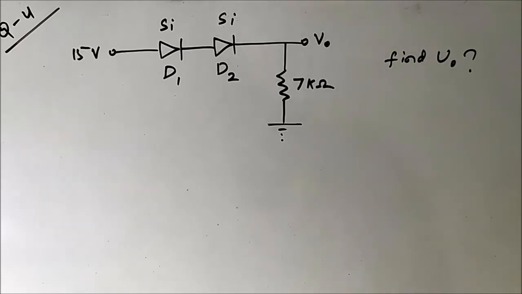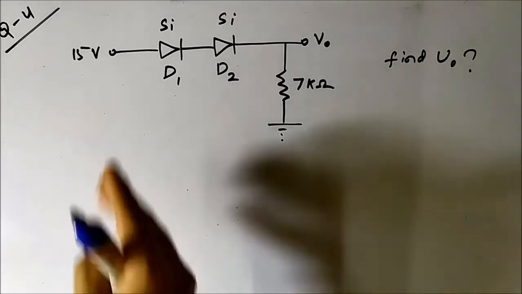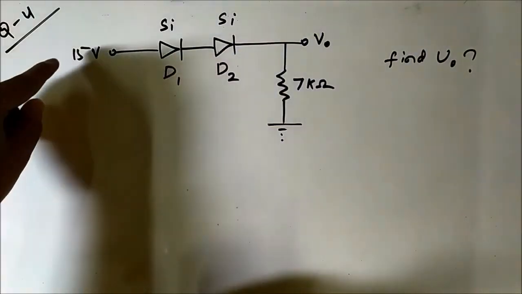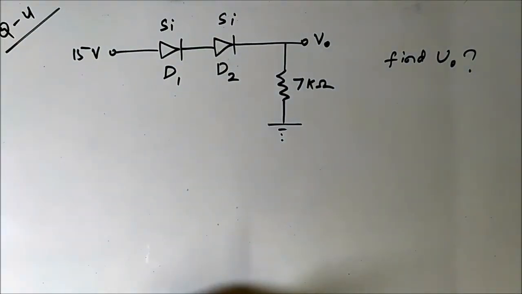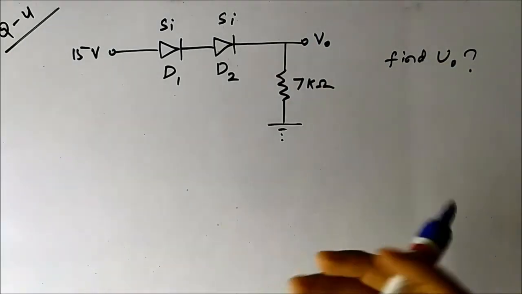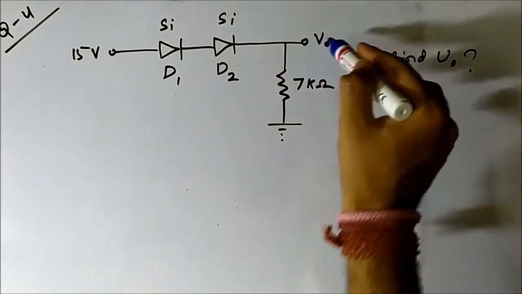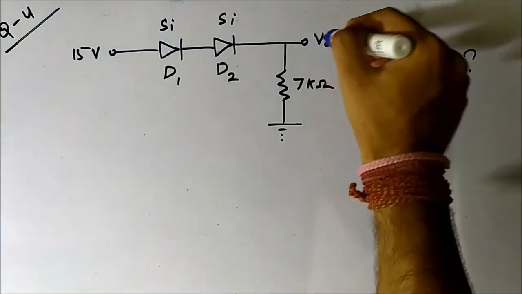So this is the fourth question which we are going to discuss related to diode connections. In this question, two silicon diodes are connected in this way, and we have a 15 volt DC voltage source and a 7 kilo ohm resistance. It has been asked to find the voltage at the output side here.